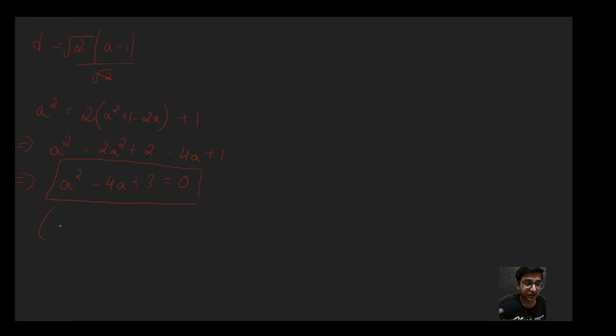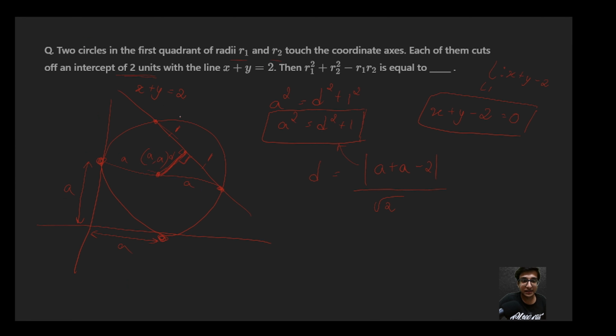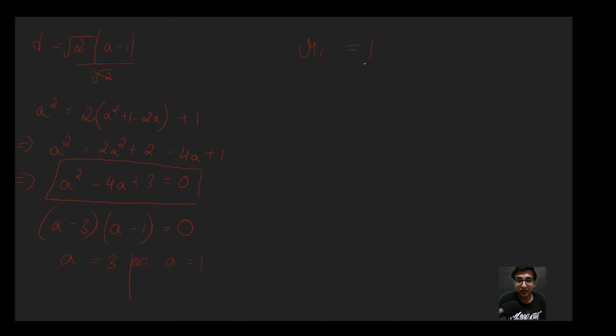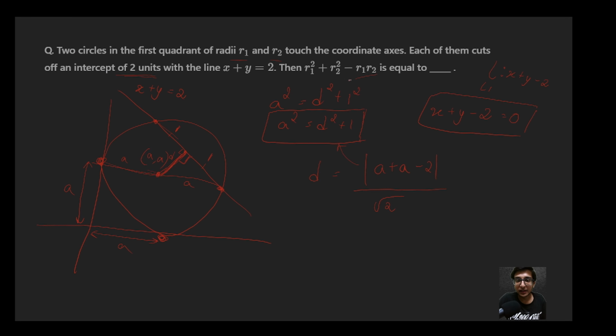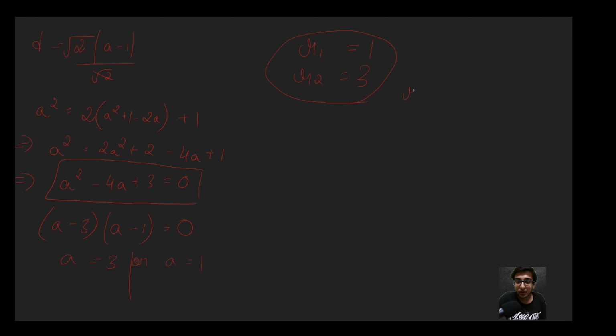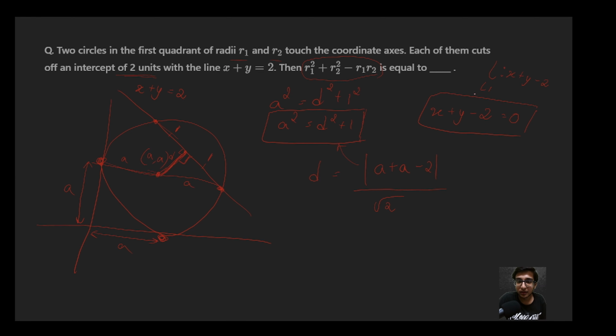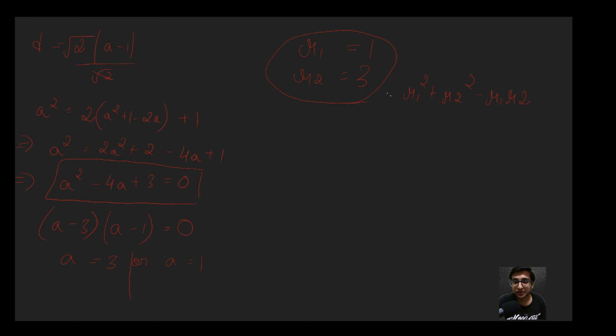And what are the values of a that would satisfy this equation? a minus 3 seems to be one of the factors, and a minus 1 if we factorize it. So basically, the values of a that we are getting are either 3 or 1. And what is our a? a is nothing but our radius and the center coordinate of this circle. So our radius basically becomes R1 equal to 1 and R2 equal to 3. So we've gotten R1 and R2, and that was exactly what was asked in the question. We had to find R1 square plus R2 square minus R1 R2. So let us put the values here. What are we going to get? 9 plus 1 minus 3. We get 7 as our answer.